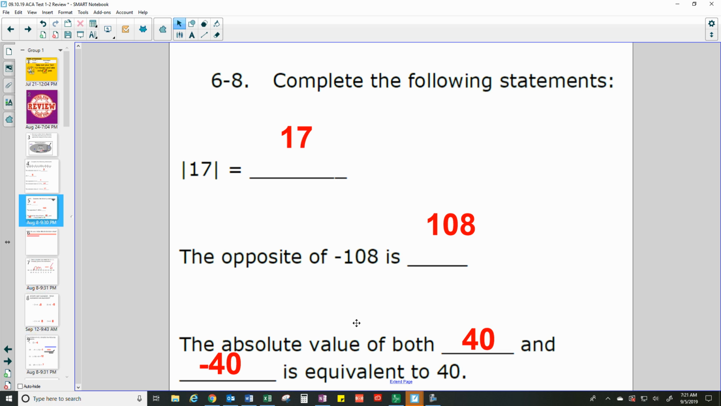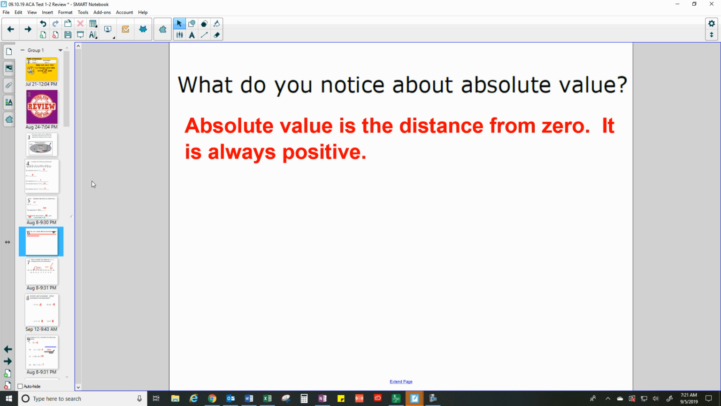108. The absolute value of both 40 and -40 is equivalent to 40. So because how far is 40 from 0? 40. How far is -40 from 0? 40. And what do you notice about absolute value? Absolute value is the distance from 0. It is always positive. Make sure you do not mix up opposite and absolute value from each other.